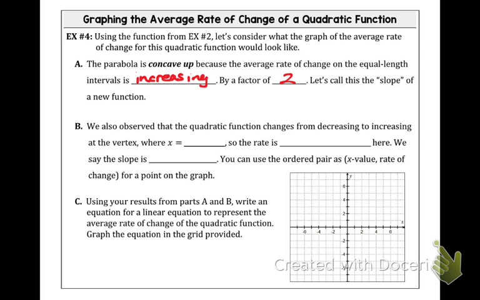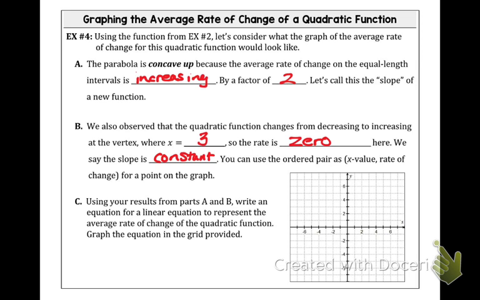Part B. We would also observe that the quadratic function changes from decreasing to increasing at the vertex. Where was our vertex? At x equals, what was it, 3, I think? Is that what it was? 3 is where it bottomed out. Okay, so our rate of change there is 0. We're going to say that the slope is constant. So we can use ordered pairs as our x value and our rate of change for a point somewhere on the graph.